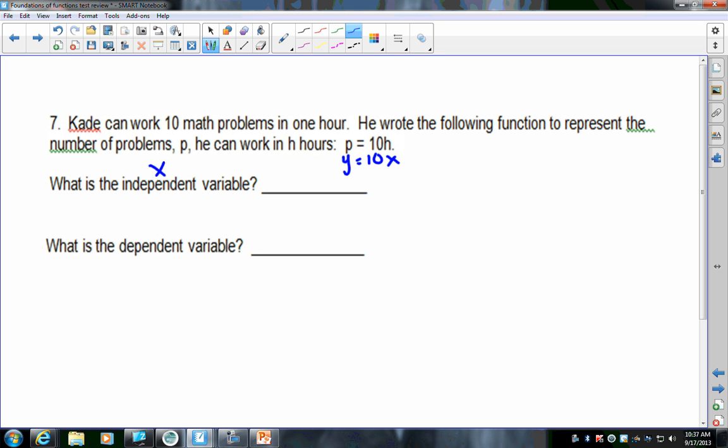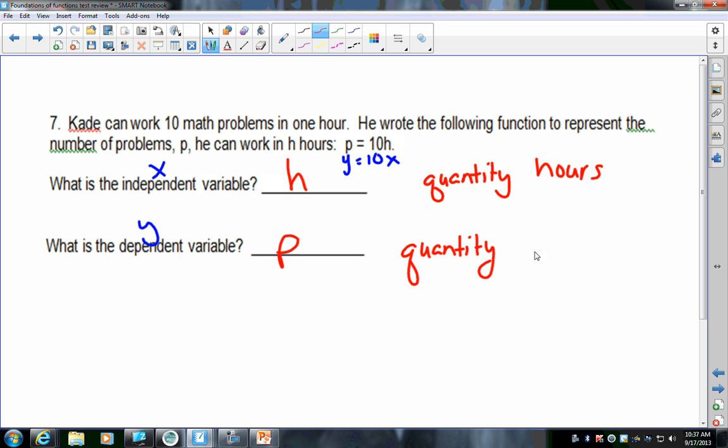Well, remember, independent is the X, dependent is the Y. It's asking for the variable. So the independent variable, the X, matches up with the H. The dependent variable, that matches up with the P. If it was the independent quantity, you would write hours. And if it asked for the dependent quantity, you would write number of problems.